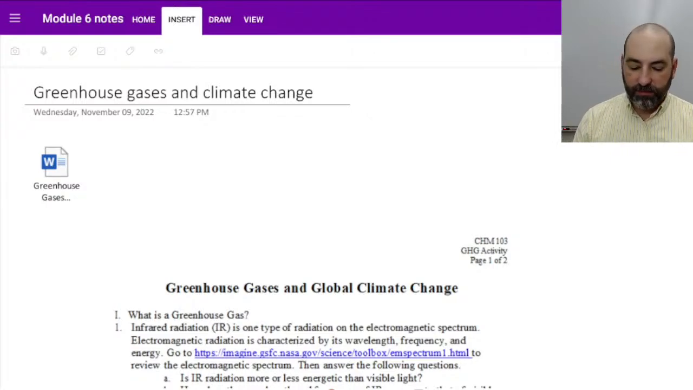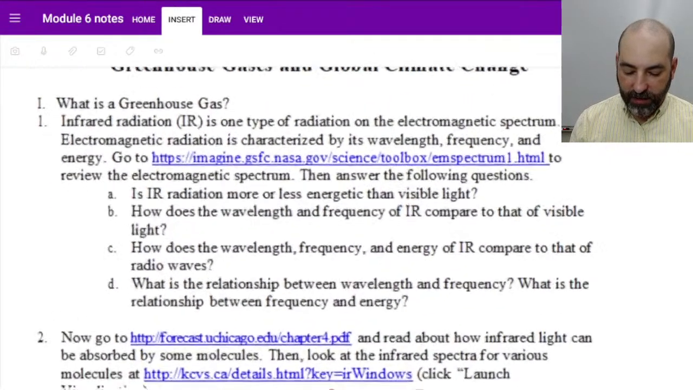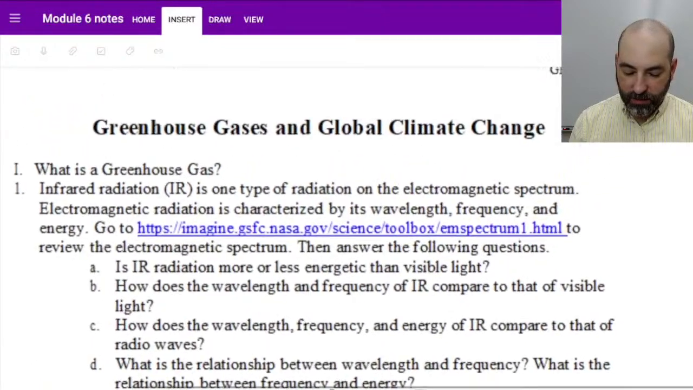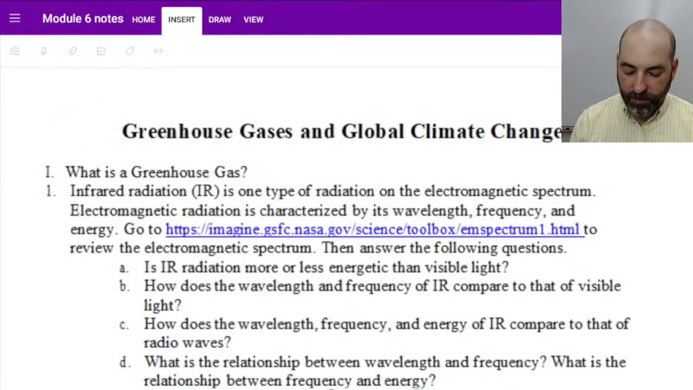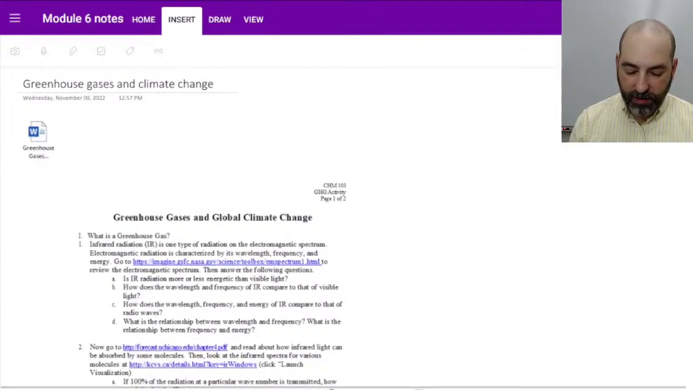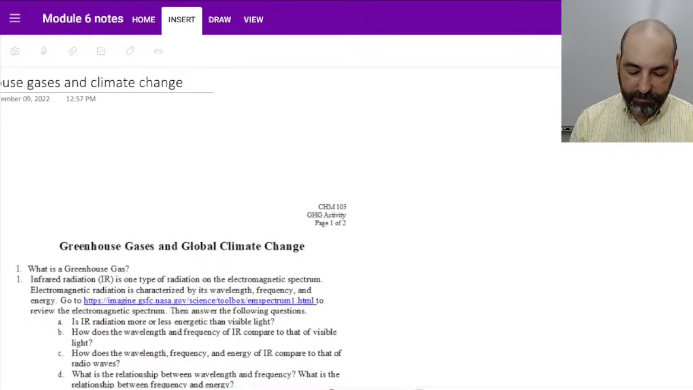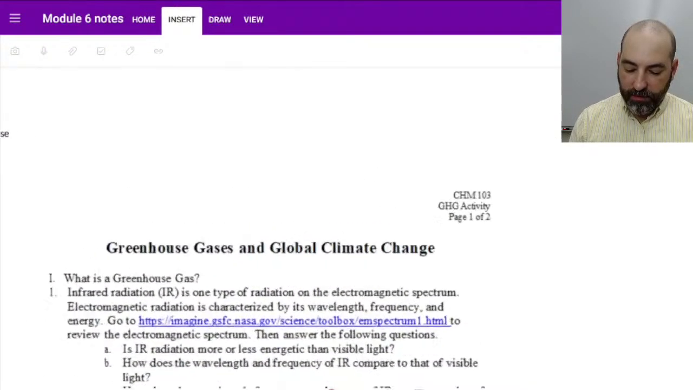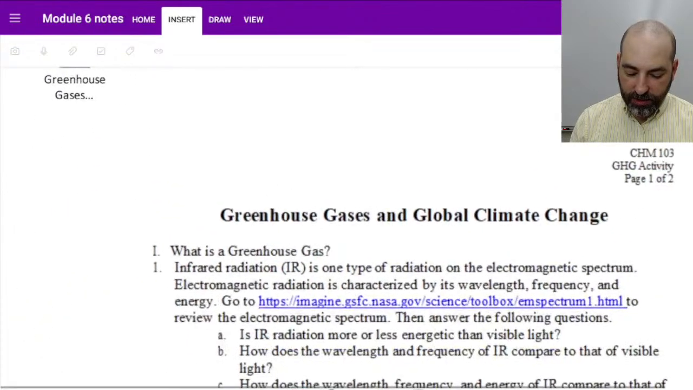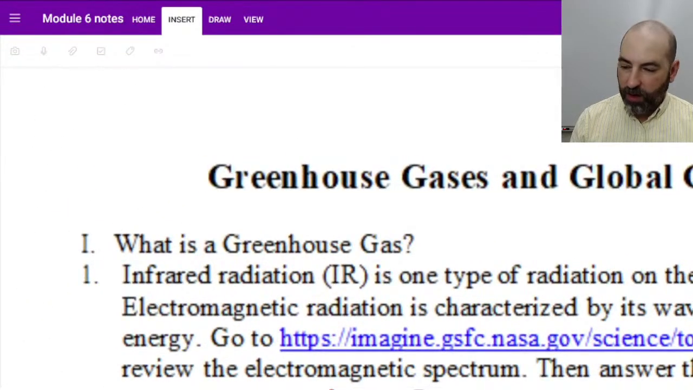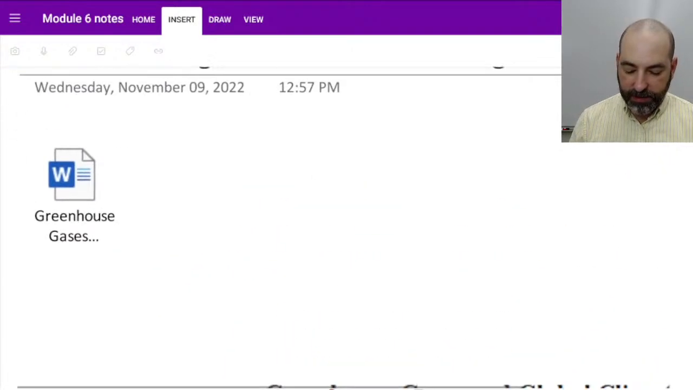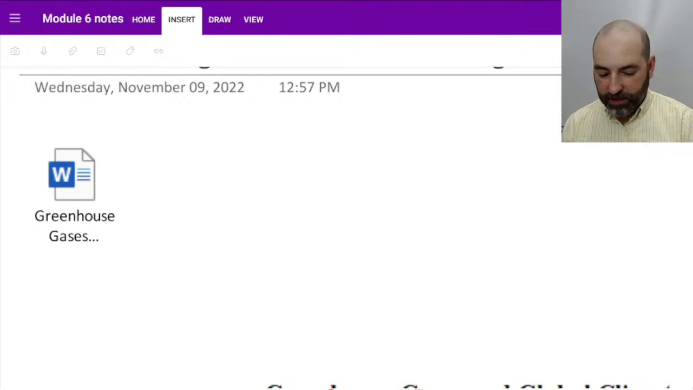So first, I've got here the activity that's up on Teams. This is what you'll be working through. There's always a few questions on it, so I want to go through that and make sure everybody's clear on that. One of the main questions that we're going to ask here is, what is a greenhouse gas? And there are some misconceptions here, so I want to make sure that we address this properly.